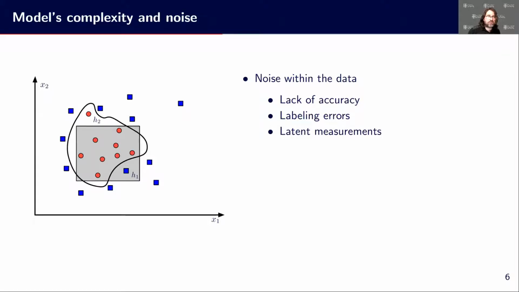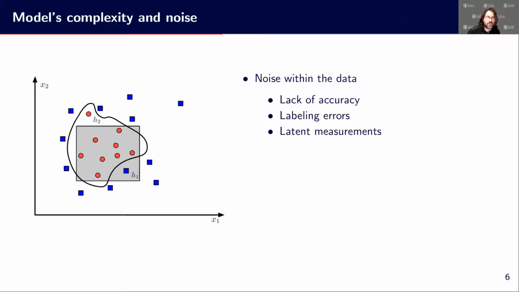Also, we can see that generally we have noise within the data. The data may not be perfectly accurate; we can have labeling errors. Some human labeler may mistake some data as not the right thing, so the label provided is not the real label. There can also be errors in the measurements. This is more like an accuracy issue.